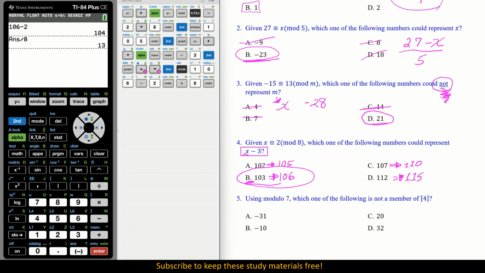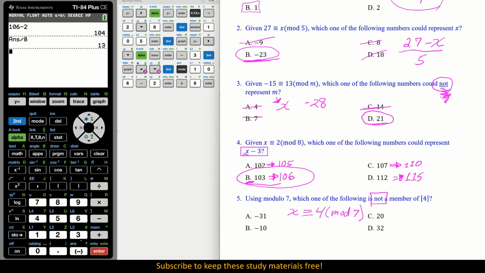All right, now let's look at 5. Using mod 7, which one of the following is not a remainder of 4? So we're saying not a remainder. Okay, so what we can do for this one, a couple of things that we can do. Really what this is, x is congruent to 4 mod 7. Okay? All right.